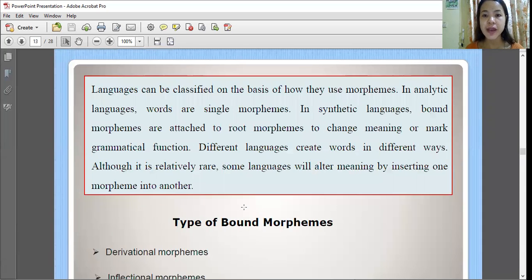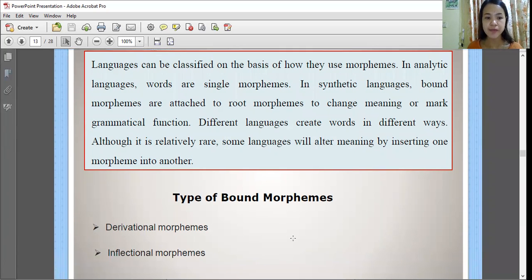Languages can be classified on the basis of how they use morphemes. In analytic languages, words are single morphemes. In synthetic languages, bound morphemes are attached to root morphemes to change meaning or to mark a grammatical function. Different languages create words in different ways. Although it is relatively rare, some languages will alter meaning by inserting one morpheme into another. And here the types of bound morpheme are two: derivational morpheme and inflectional morpheme.